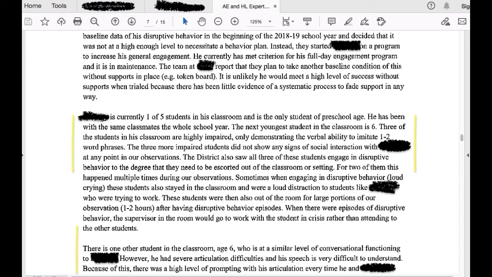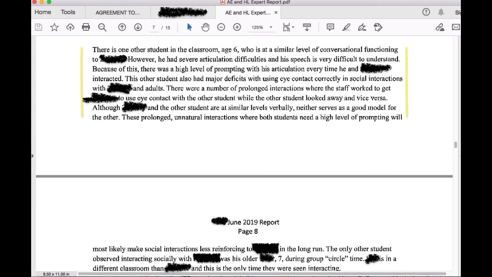The 3 more impaired students did not show any signs of social interaction with student at any point during our observations. The district also saw all 3 of these students engage in disruptive behavior to the degree that they need to be escorted out of the classroom or setting. For 2 of them, this happened multiple times during our observations." So yes, in a school for disabilities, there are some children who are severely impaired, some more than others.